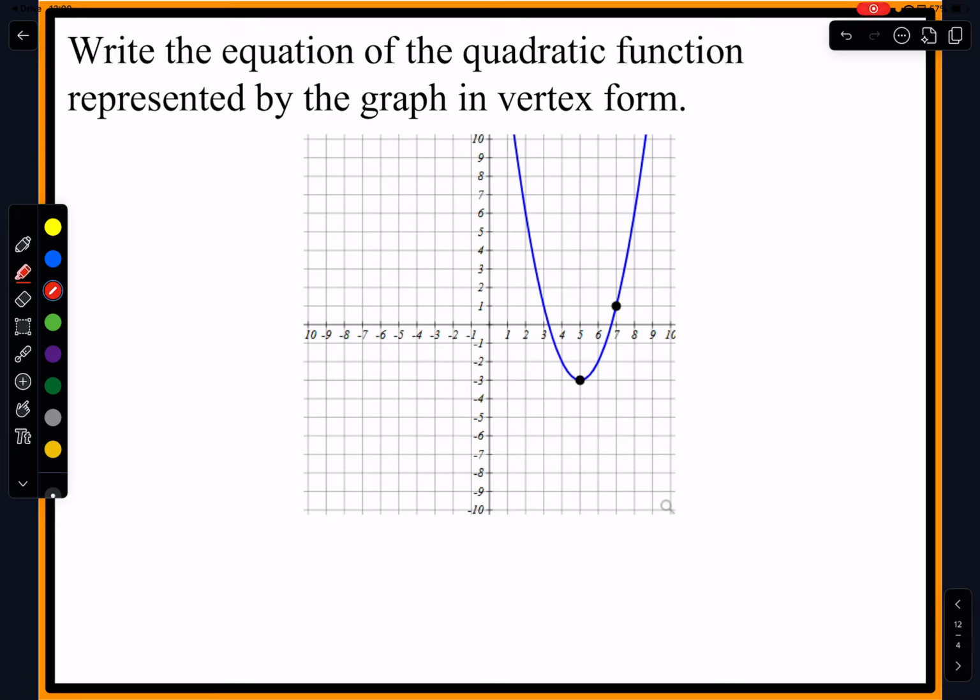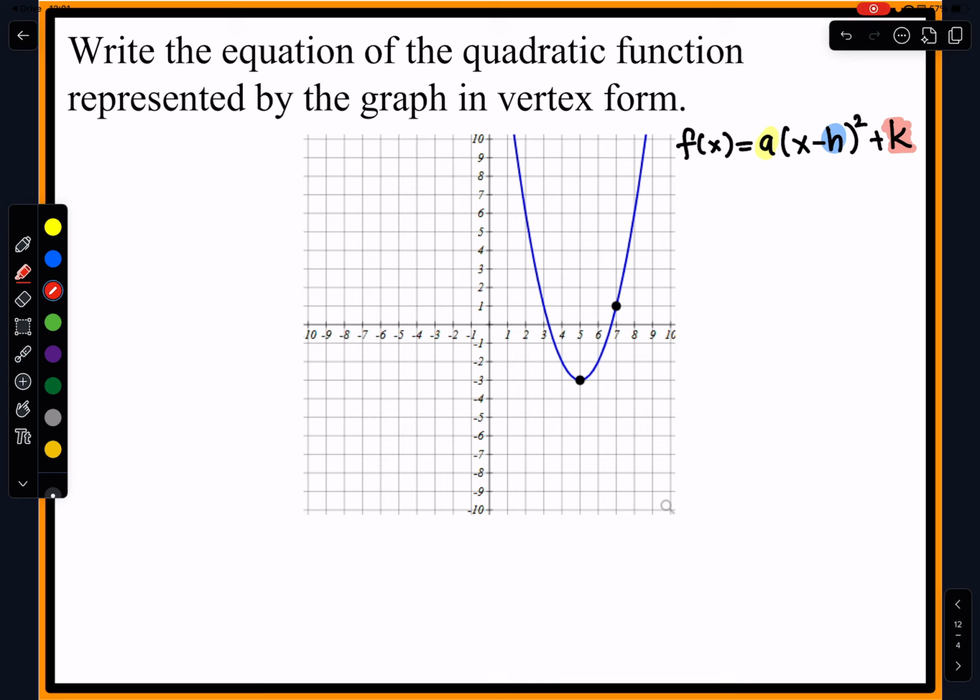In this question, our task is to write the equation of the quadratic represented by this graph in vertex form. So let's first write what the vertex form to this thing would be. Since this is the vertex form, the objective here is to identify what the value of a, h, and k should be. What number should we have in those positions to get this blue graph?